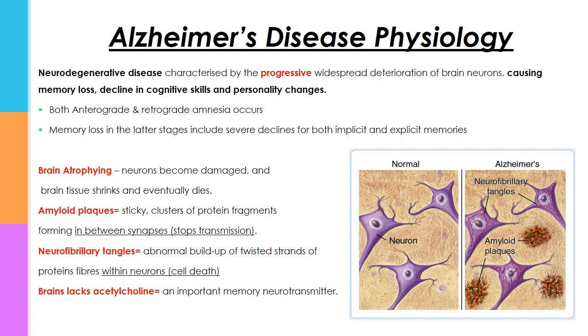The reason why the brain atrophies is amyloid plaques and neurofibrillary tangles. It would be good to know the similarities and differences between those two things. So amyloid plaques are sticky clusters of protein fragments forming in between the synapse, and so they stop transmission. Neurofibrillary tangles, they are a buildup of protein fibers within the neurons, and they cause cell death. Now, because there is a lack of neurons, the brain actually lacks acetylcholine, which is an important memory neurotransmitter. So you need to know how these things affect memories and their progressive deterioration in the brain, okay?